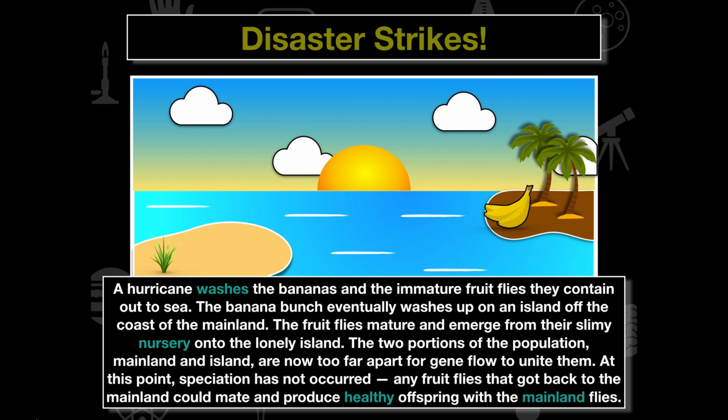The portion of the population on the mainland and the island are now too far apart for gene flow to unite them. And at this point, speciation has not occurred yet, but the fruit flies cannot go back to the mainland to mate. So they're only going to mate with the flies on this new island and produce healthy offspring that are separate from these mainland flies.